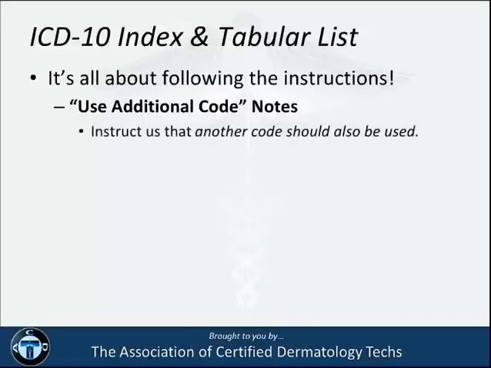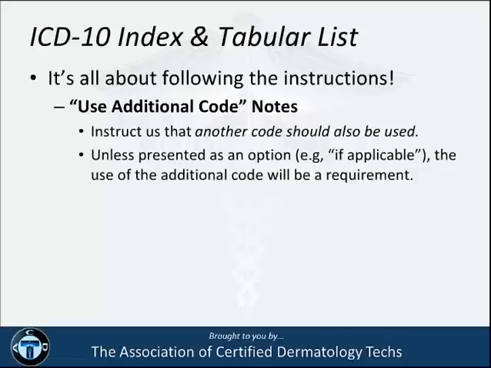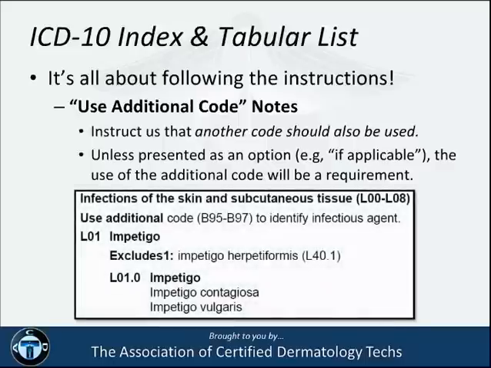It's worth pointing out that unless they're presented as an option, with wording such as "if applicable," then it will be required that we use the additional code. Luckily, we won't see these too often in dermatology. If anything, we're probably going to see the "use additional code" notes most frequently when dealing with infections. So let's say a patient has impetigo. At the top of the category, we're told to use an additional code to identify the infectious agent, and the various infectious agent codes range from B95 through B97.